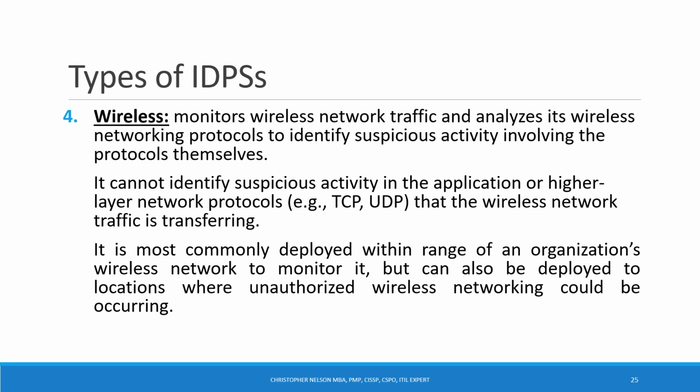And number 4, wireless, which monitors wireless network traffic and analyzes its wireless network protocols to identify suspicious activity involving the protocols themselves. It cannot identify suspicious activity in the application or higher layer network protocols that the wireless network traffic is transferring, but it is most commonly deployed within range of an organization's wireless network to monitor it. But it can also be deployed to locations where unauthorized wireless networks could be occurring.